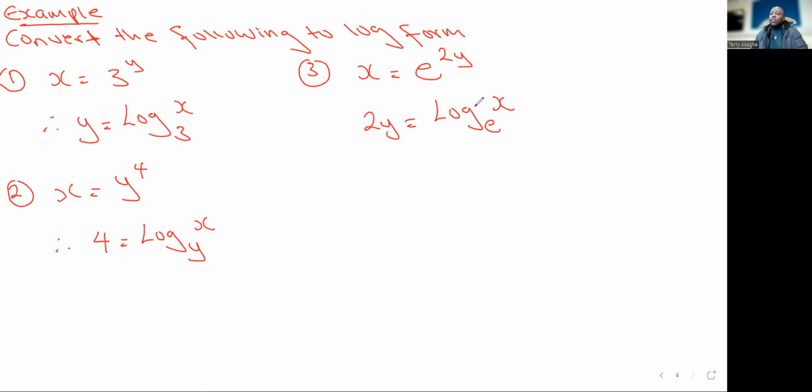And you also know that log to base e is the same thing as saying ln. So I can say 2y is equal to what? Ln x. And if you want to find y, you can divide both sides by 2 if you are looking for y, okay? Then y is going to be ln x divided by what? 2.